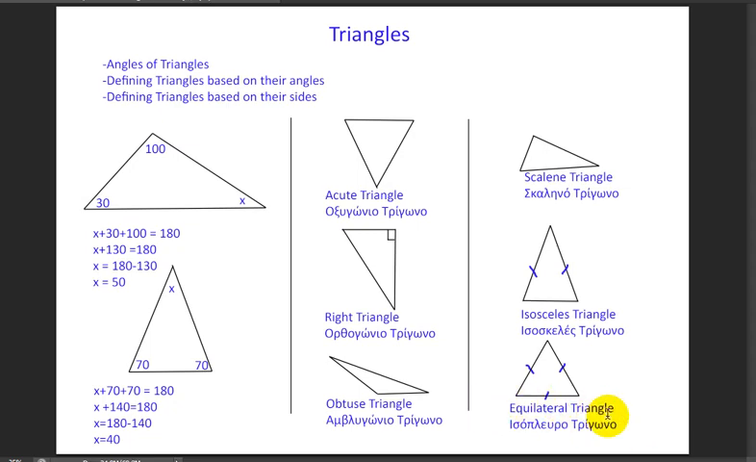So again, equilateral means all 3 sides are the same. Isosceles means that 2 of the sides are the same, so this one and this one. And then scalene means that no sides are the same. And that is how I categorize triangles based on their sides. Here is how I categorize them based on their angles. And this is the very important information about how I find the third angle if I know the other 2 in a triangle. Again, because the sum of the 3 angles needs to be 180 always.